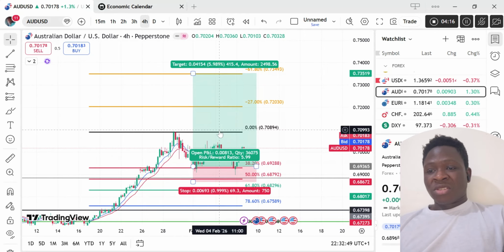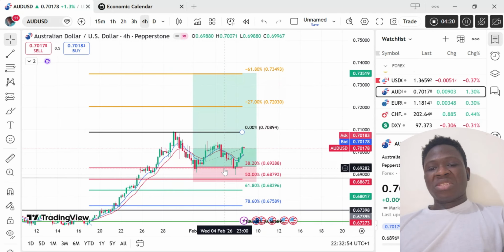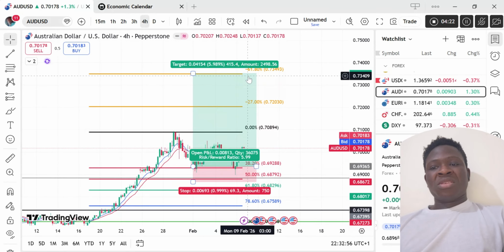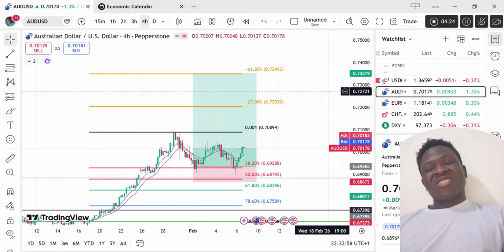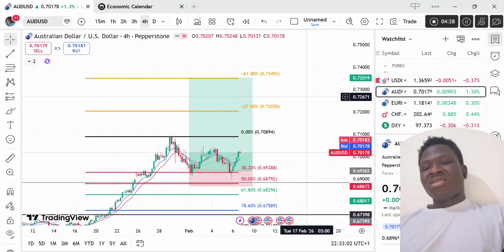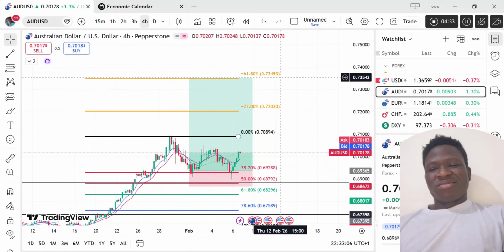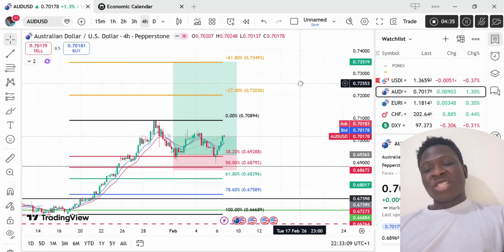For some people, if it just touches it, you can just take a trade and put your stop loss around 0.69282 and your TP right here. But that's if you have a big stomach for risk. If not, I'll say just wait for the next trade. Miss good trades for great trades. So it's not really necessary.